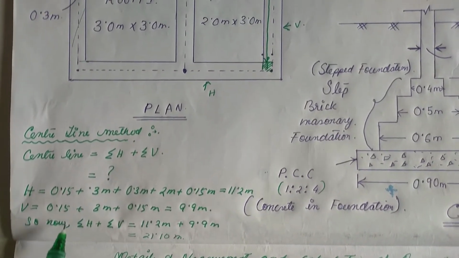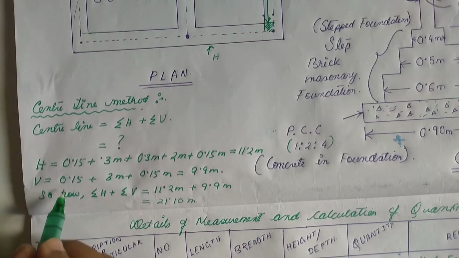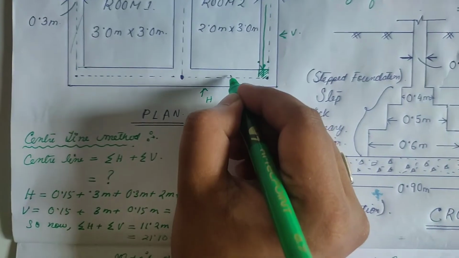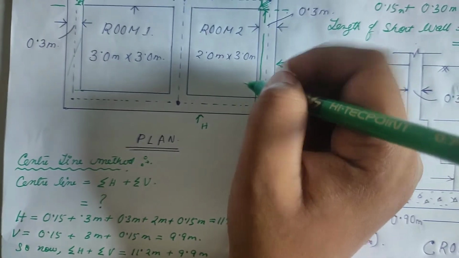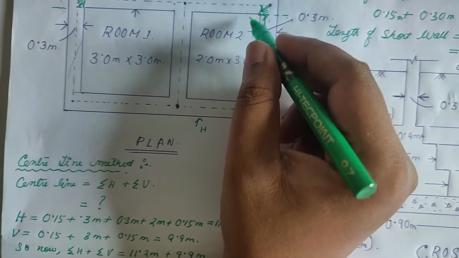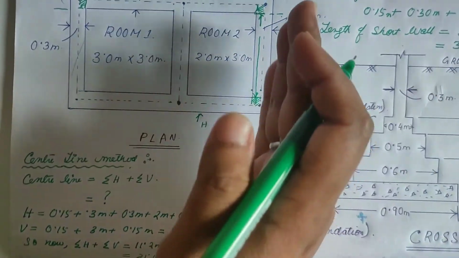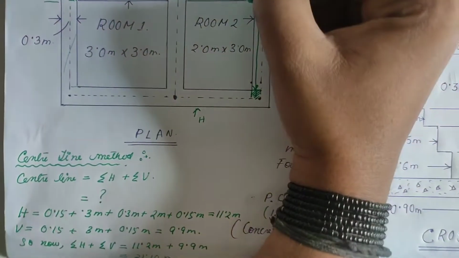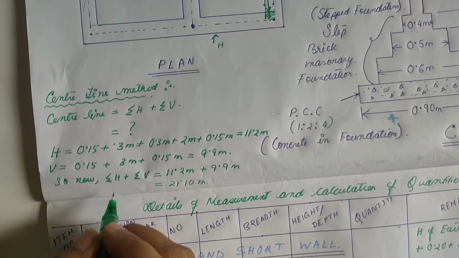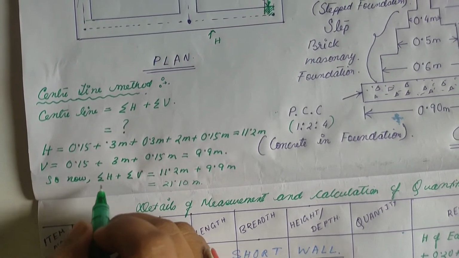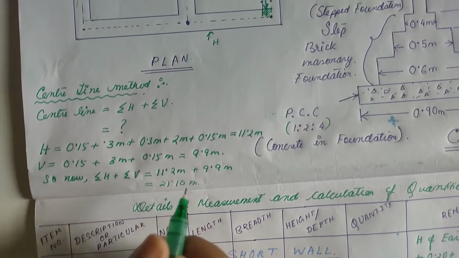Now coming back to the vertical walls, the vertical wall will start from here to here. V equals 0.15, half of the thickness of this wall, plus this is the dimension of the vertical wall, 3 meter, 3 meter here also, same, 1, 2, 3, plus again 0.15 here, equals 9.9 meter. So now, summing up the horizontal walls and the vertical walls will give you 21.10 meter.